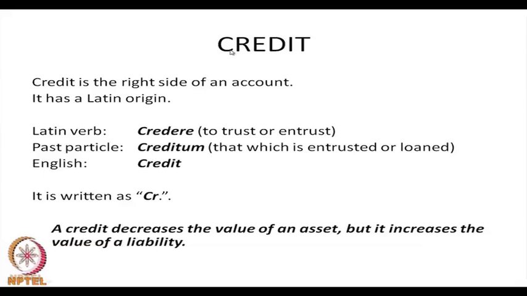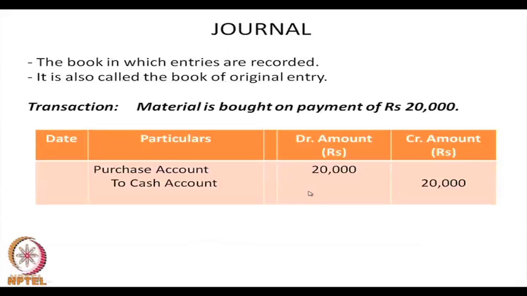Now, let us look at the origin of the word credit. This also has a Latin origin, and it indicates the right hand side of an account. The Latin verb is credere, past participle is creditum, that which is entrusted or loaned. The English word is credit from creditum, and in abbreviation we say Cr. A credit decreases the value of an asset, but increases the value of a liability. It is just the opposite of the debit side.